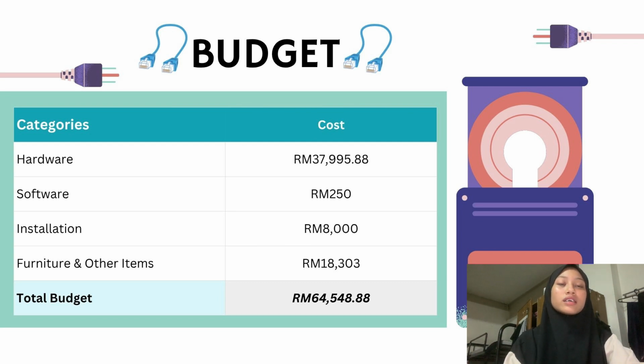Second, the software cost is RM250. Most of the software such as Windows Education, Microsoft Office, Google Chrome, and Scratch is available free for educational use. The cost is mainly for additional security software. Third, the installation cost is RM8,000, covering network setup, computer installation, cable installation, and also annual maintenance. Lastly, furniture and other items cost RM18,303. This includes desks, chairs, document trays, an air conditioner, and also a whiteboard to provide a comfortable and effective learning environment.